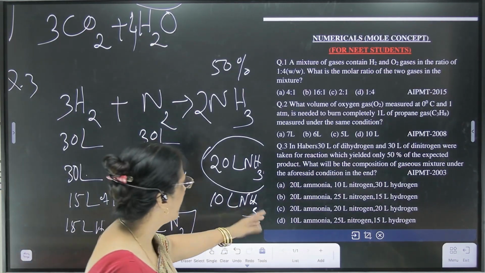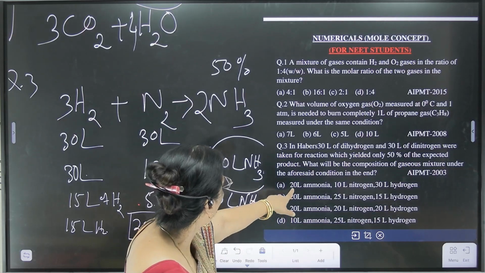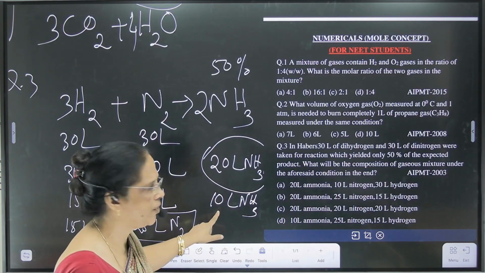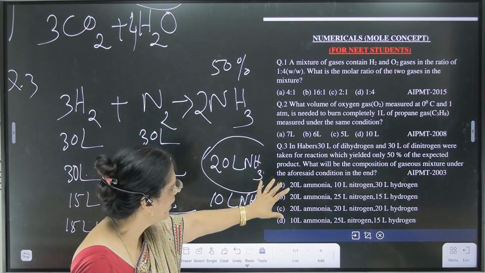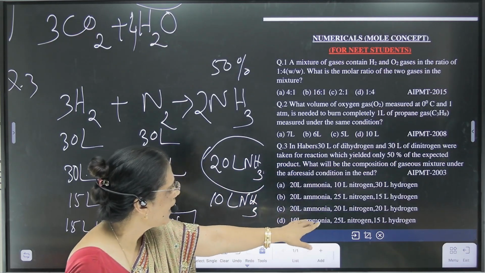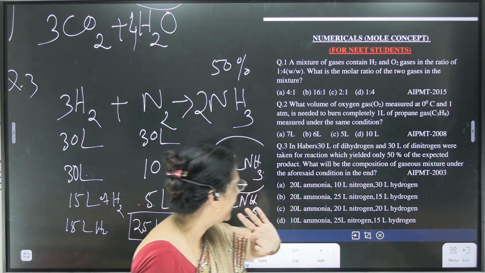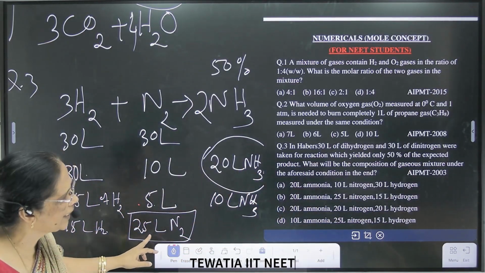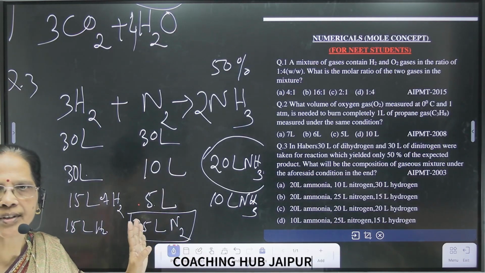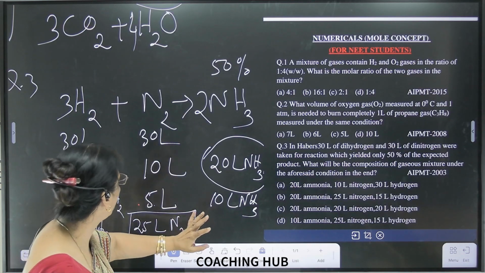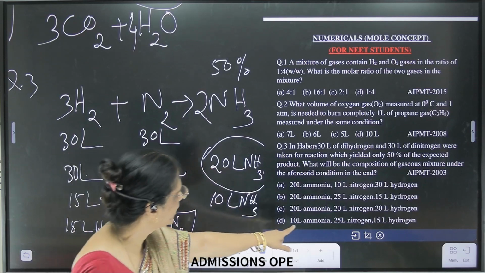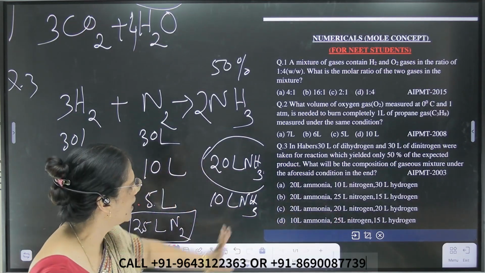Now, let us see the answer. Here 20 liter of ammonia is crossed because we are getting 10 liter of ammonia. Here 20, here 20, so A, B, C it is crossed. Now the fourth one is 10 liter of ammonia, and check whether the other part is correct or not. Now you see 25 liter of nitrogen you are getting and 15 liter of hydrogen you are getting in the product. Okay, so in the product you are getting 10 liter of ammonia, so the correct answer is D.